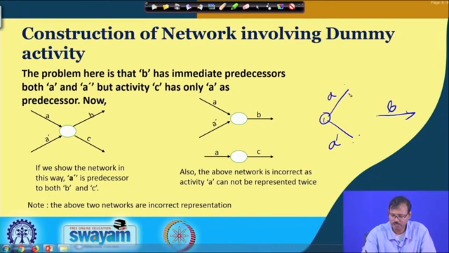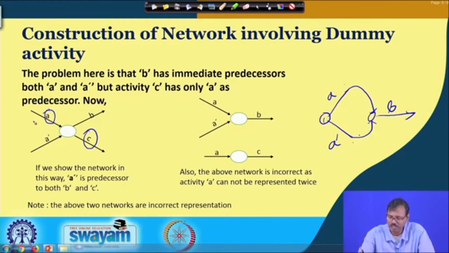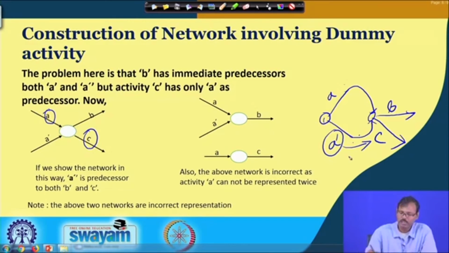So, instead of that, let us try to put it as this. Okay. Then it is showing that both A and A dot are immediate predecessors for job B, but the problem is we have another job C, which has the immediate predecessor A only. So, in this case, if we try to put A here, put C here, then the problem is this shows that A dot is also a predecessor of C, which is not true. So, this is not a possible way to represent, and further this type of arrow diagram is not permitted.